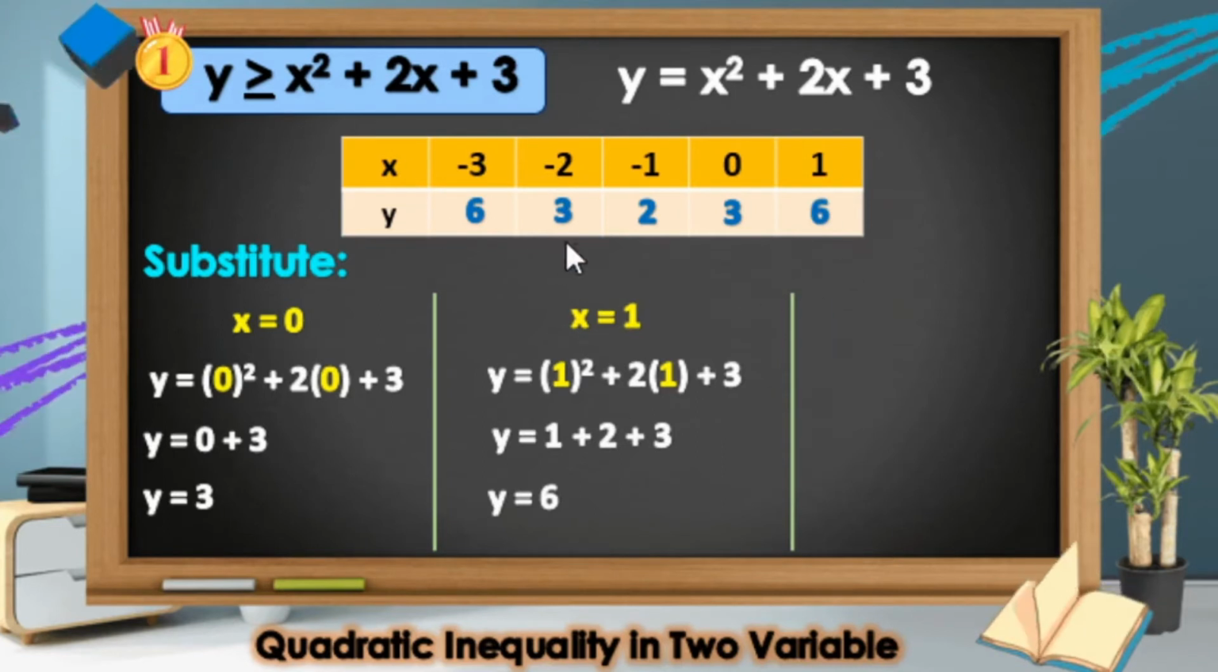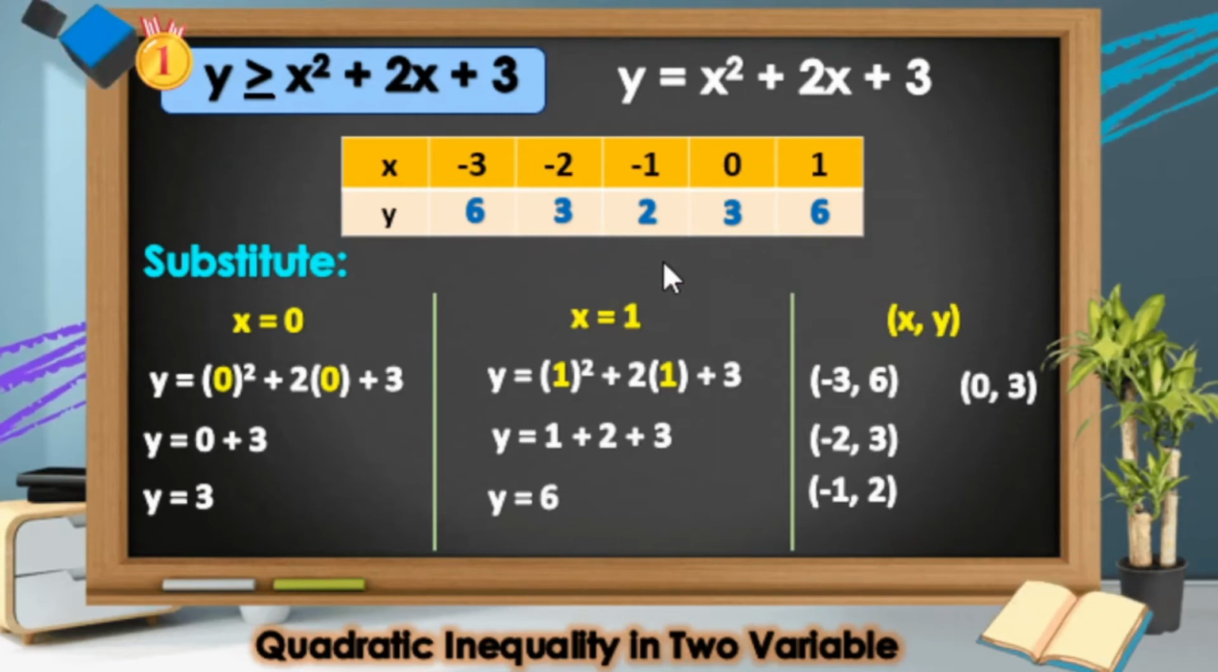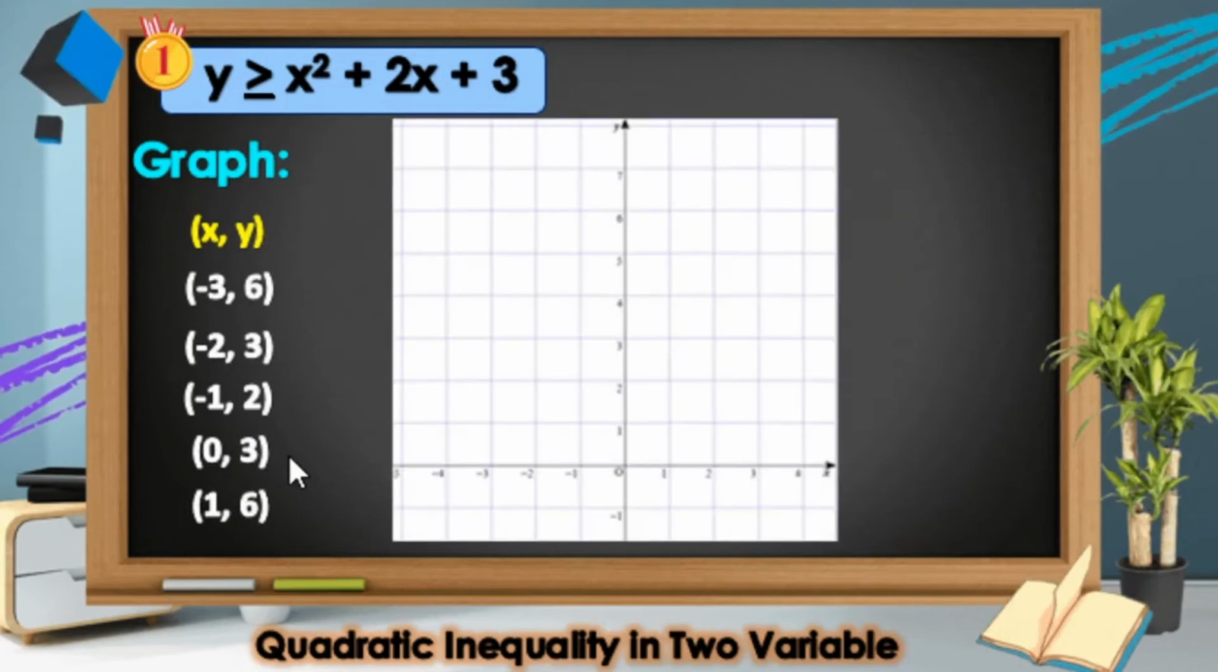So, if we rewrite this table of values into an ordered pair, we will have x and y. For this one, negative 3 and 6, so we will have negative 3, 6. And then for this one, negative 2, 3. And for this one, negative 1, 2. And for this one, 0, 3. And then 1, 6. Then we have to plot or graph this ordered pair or points into our Cartesian plane.